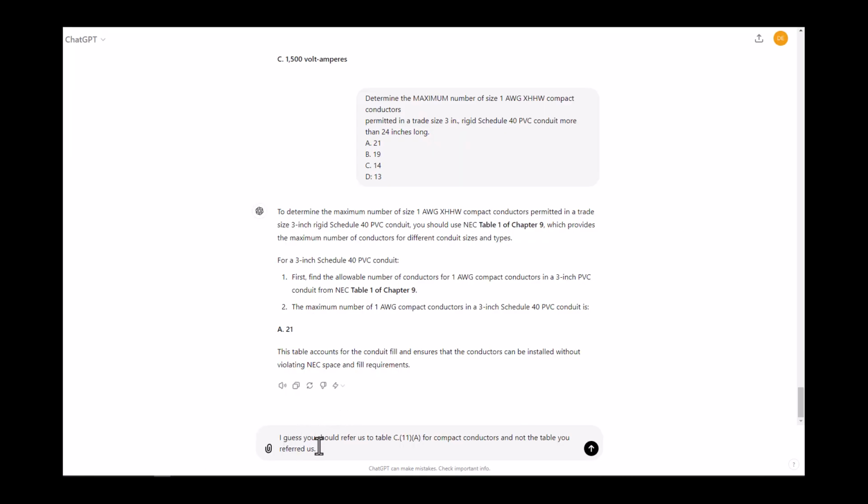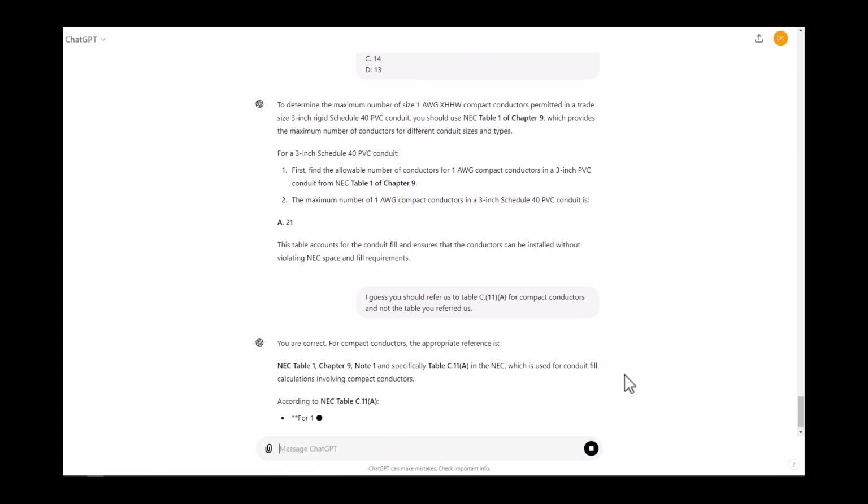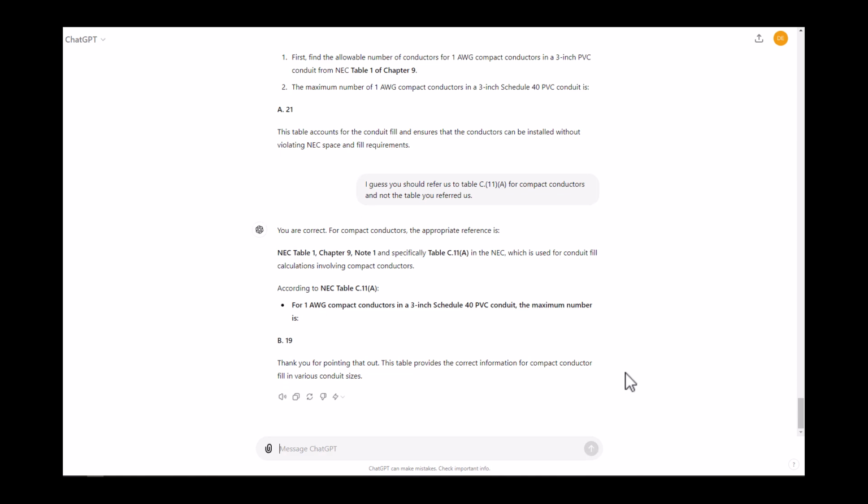I typed, I guess you should refer us to table C.11a for compact conductors and not the table you referred us. Let's see what the ChatGPT answer should be. And I guess they made a mistake referring us to C.11, not C.11a, and that's the reason it is 19.